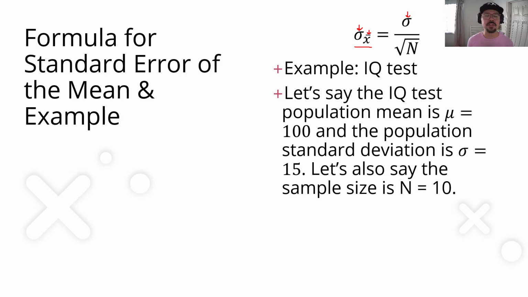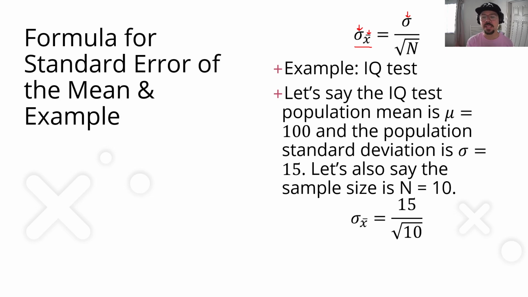So let's say the IQ test population mean is 100 points, and the population standard deviation is 15. Okay, 15 points is its standard deviation. Let's also say that our sample size n is 10. So we have the mean of 100, a standard deviation of 15, and a sample size of 10. We'll just plug these into the formula.